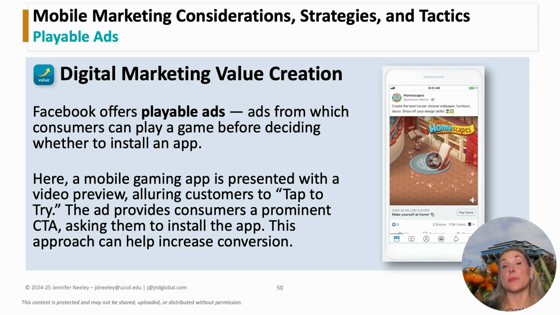Playable ads on platforms like Facebook allow consumers to try out a mobile game or app within the ad itself. This interactive experience engages consumers and increases the likelihood of app installations. The example here shows a gaming app with a prominent call to action encouraging users to tap to try. This format provides a hands-on preview, an experience, if you will, improving conversion rates by giving users a taste of the app before they install.